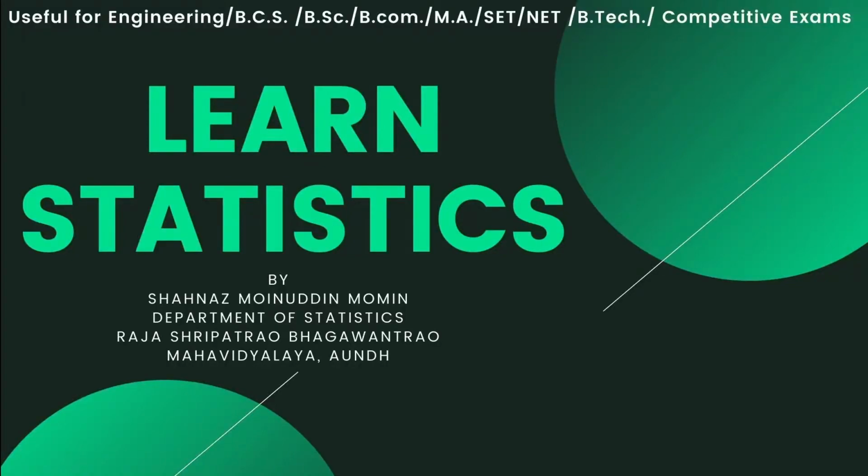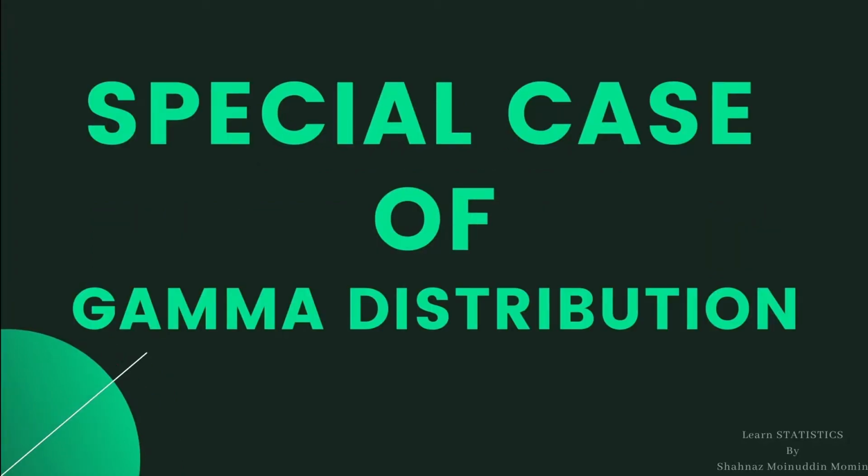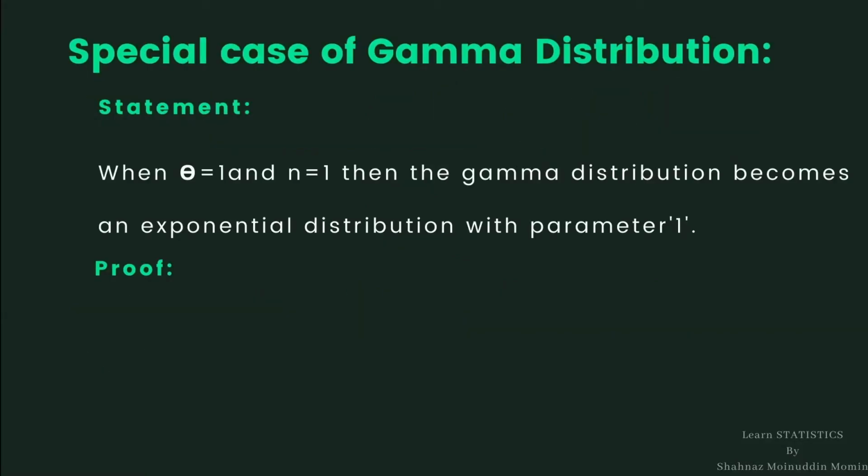In this class we are going to learn the statistical concept in simple and more easy way. The topic of today's lecture is gamma distribution. In the gamma distribution we are going to learn a special case of gamma distribution. So let us start with what is the special case of gamma distribution.